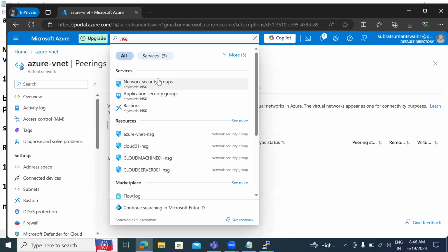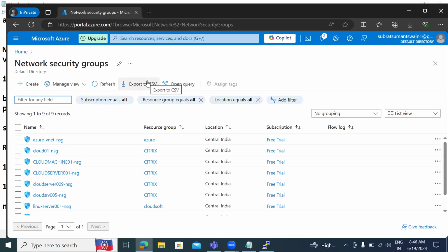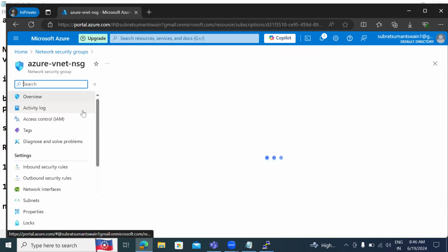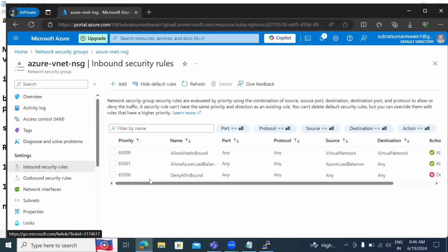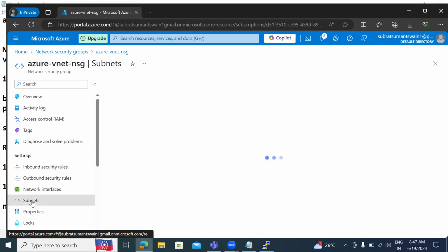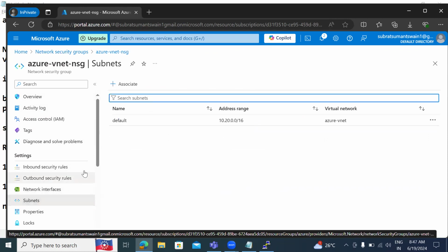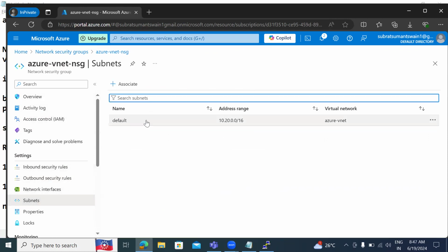Okay, then go to your NSG. NSG stands for Network Security Group. We created the Azure VNet NSG, right? Now here you can configure the inbound rules and outbound rules, and to which subnet or which VM you want to attach, because this Azure VNet NSG has been attached to this.